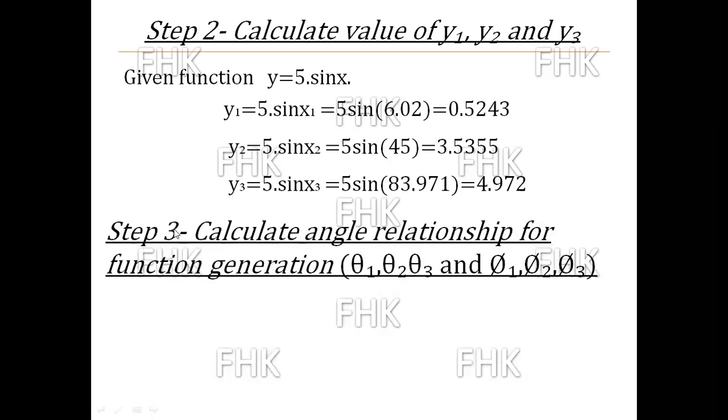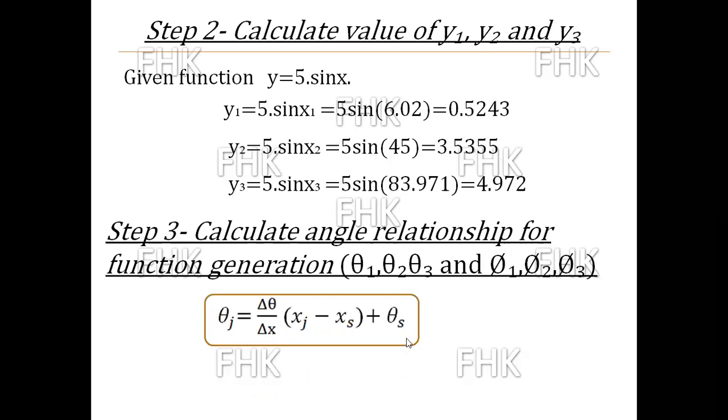Now step number 3 is to calculate the angle relationships for function generation. That means you have to find the values of θ1, θ2, θ3. That is not given. θ starting and θ final are given, but θ1, θ2, θ3 are not given. And φ1, φ2, φ3, which are the inclination of the output link, this is the inclination of the input link and this is the inclination of the output link, are not given. Final φ and starting φ are given, and in between we have to find three precision points.